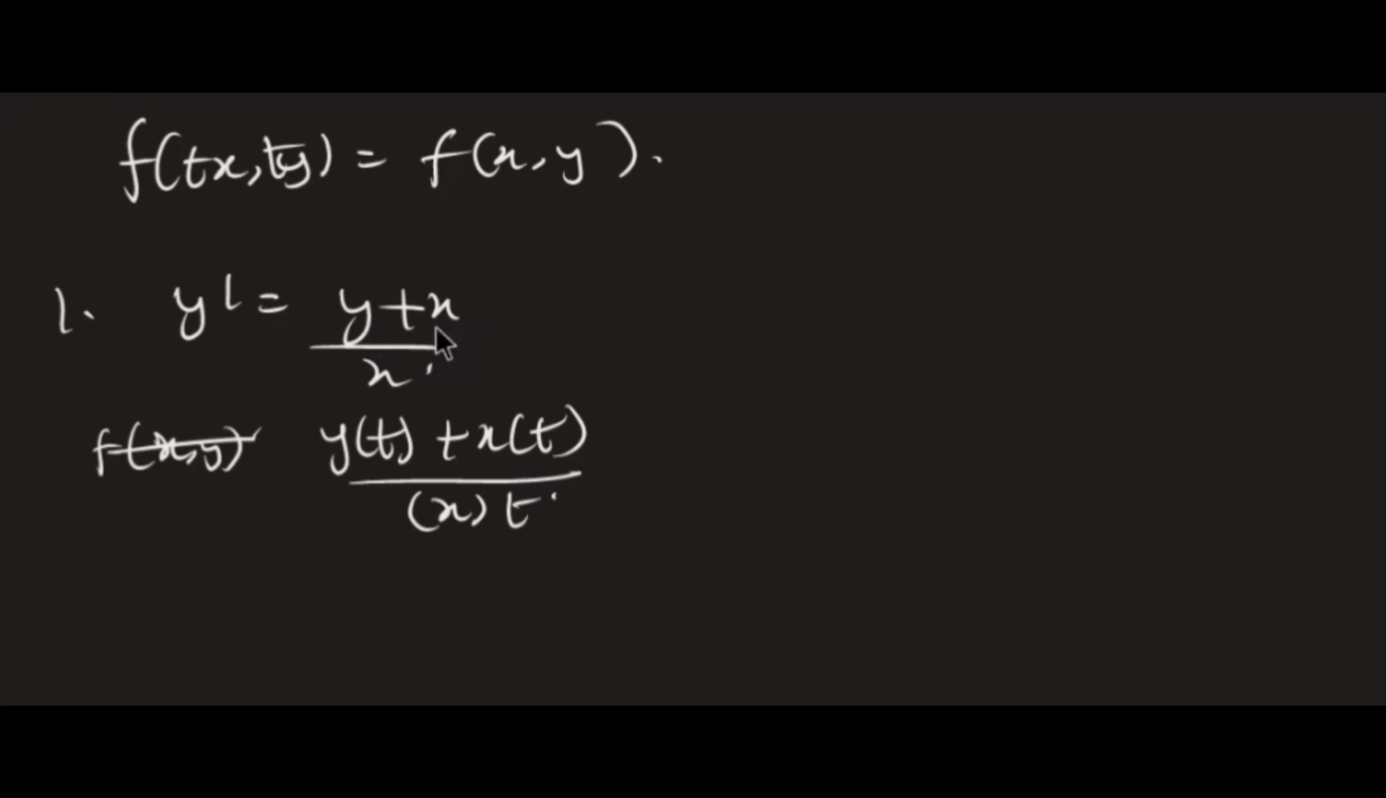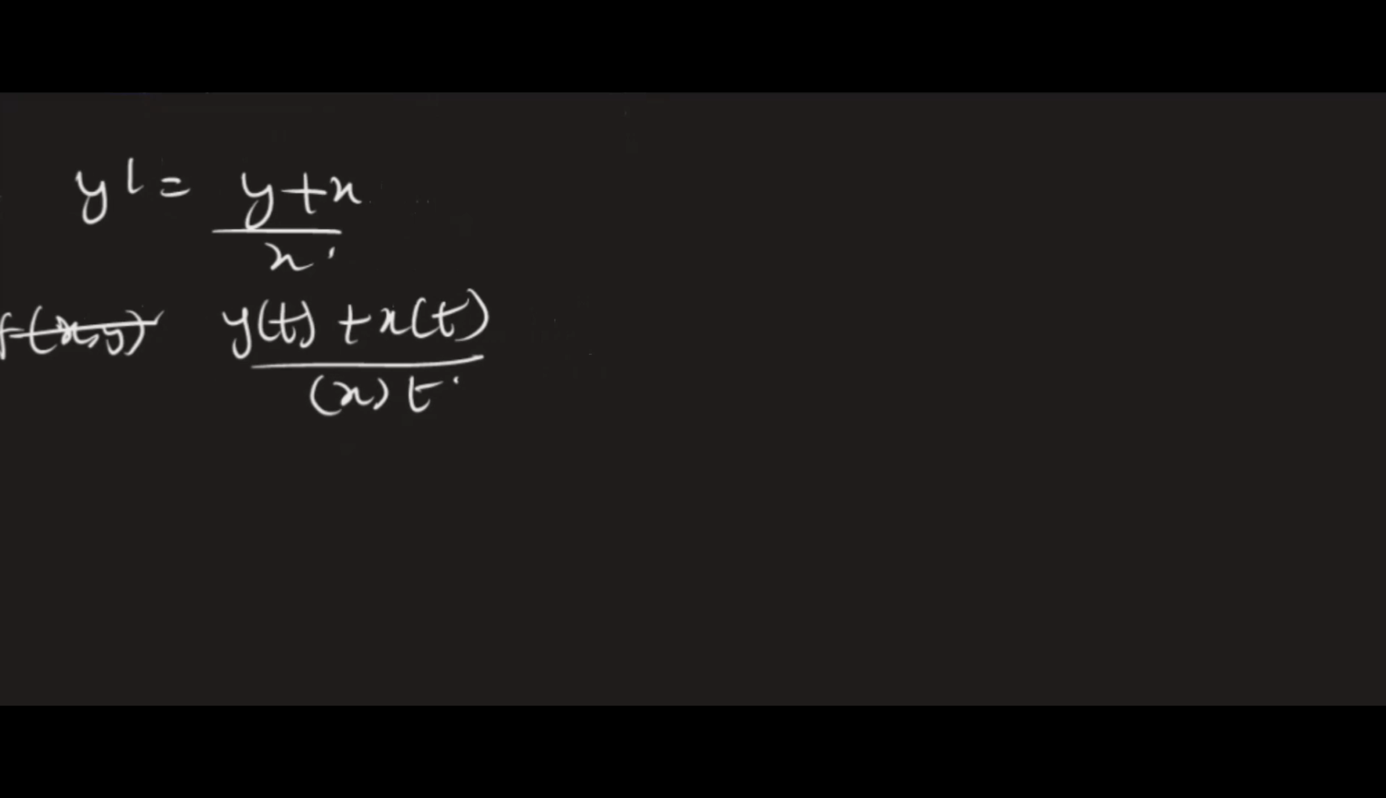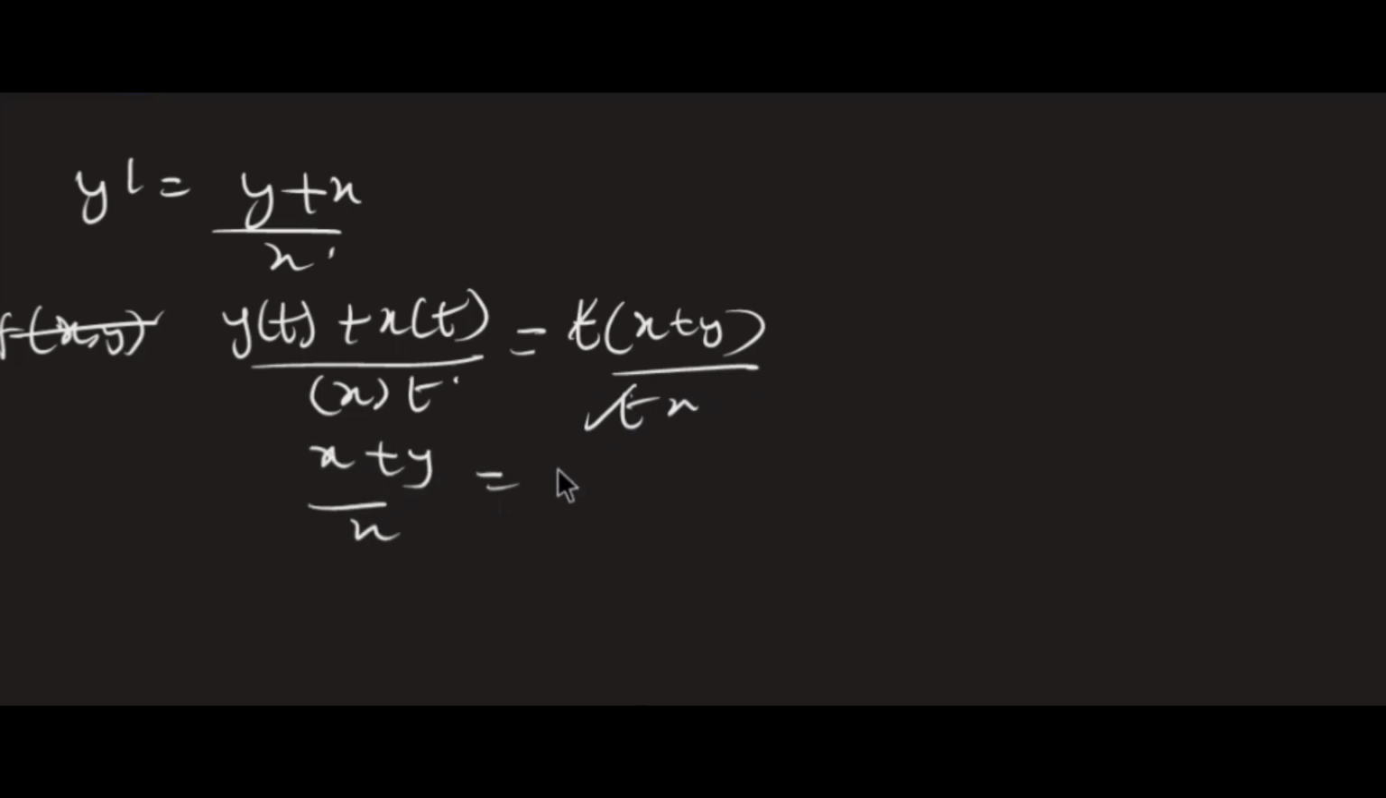So to get this function back again, it is simply simplifying this. You know that I can still factorize t out, so t out, x plus y, all over tx. My t will cancel and I'll get my x plus y on x, which is the same as y plus x on x from this side. So after the t was multiplied with our x and y, our equation remained the same. Hence, this equation is homogeneous.